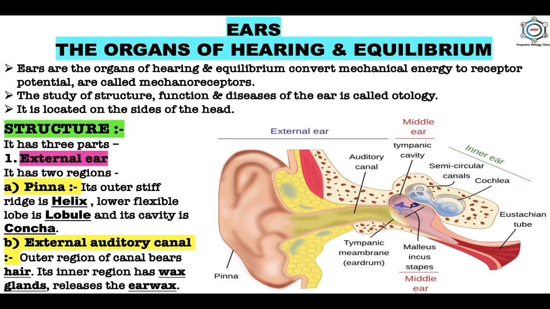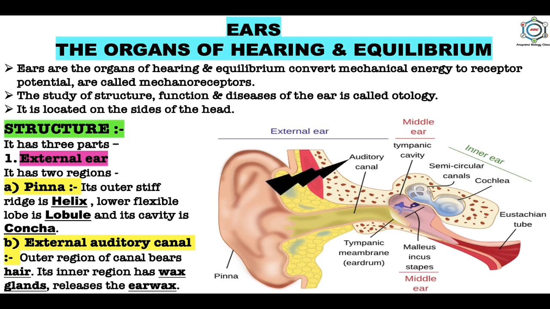This is the external auditory canal, the second part of the external ear, and the outer region of the canal bears hair. The hair serves to keep out dust particles, and its inner region has wax glands that release ear wax, which lubricates and protects the meatus.